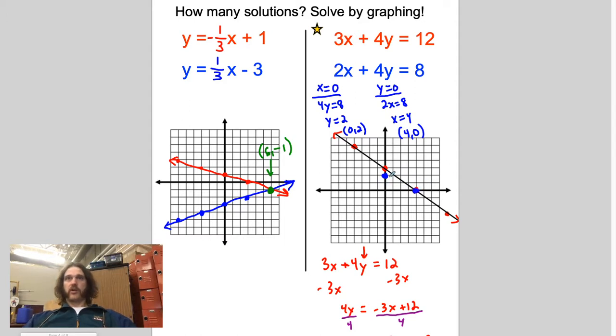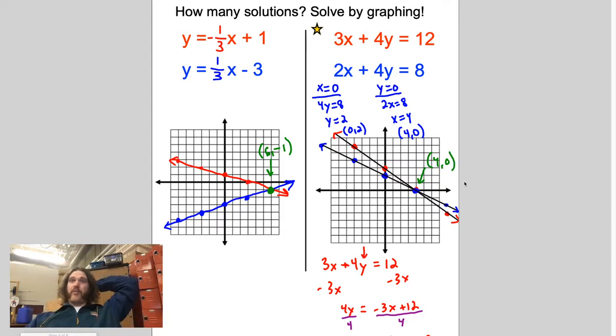We can plot the rest of the points on our line. We know that the pattern is down 2 over 4, so I'm going to go down 2 over 4 again. We'll go up 2, left 4 like so. Okay, there we go. And now we have our solution. Our solution is the point at which the two lines cross, which is right there, (4, 0).